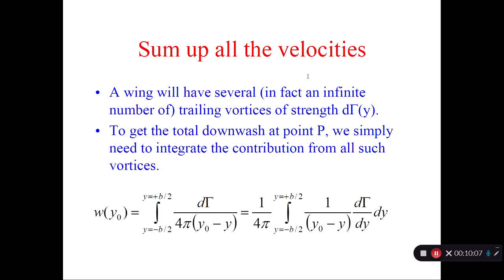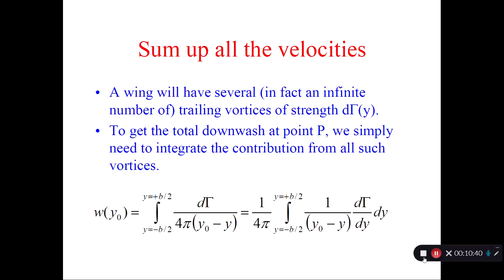So the total downwash from wingtip to wingtip is the integral of d gamma over 4 pi times r. R is the distance between where the vortex is placed and where the point is located. So this integral is the downwash at the point P on the wing. 4 pi is a constant, so I can bring it outside. D gamma can be written as d gamma over dy times dy. So this can be done.